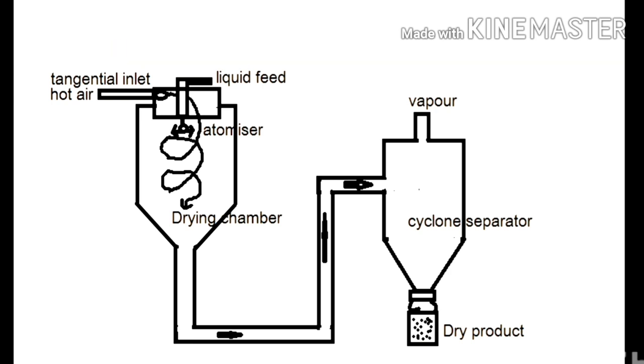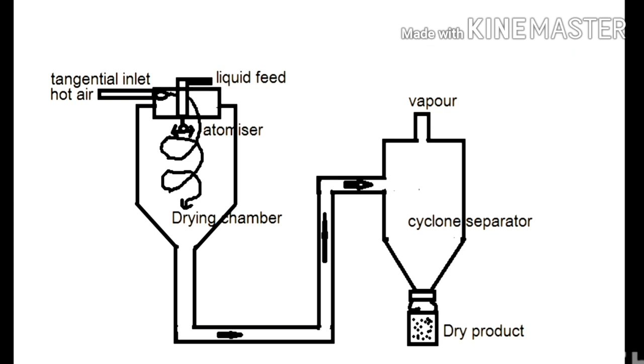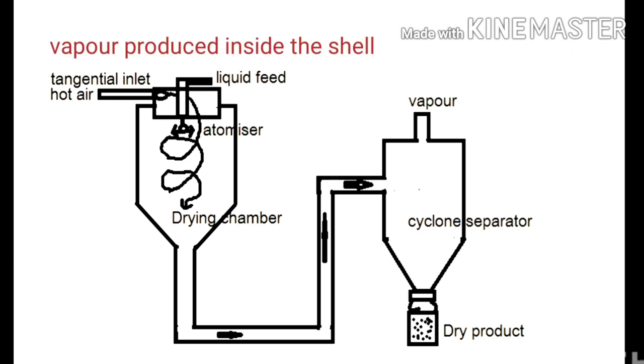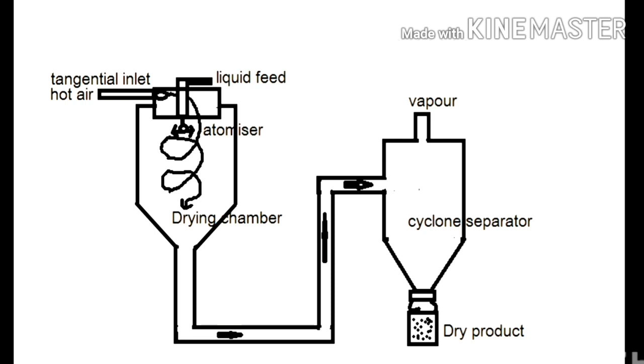As a result, heat inside the shell mounts up. This allows the liquid to be evaporated at a faster rate. So, vapor will be produced inside the shell. Because of that, the internal pressure of the shell increases and this causes the shell to swell. This causes the droplet to swell. Because of the vapor present in the shell, the internal pressure increases.